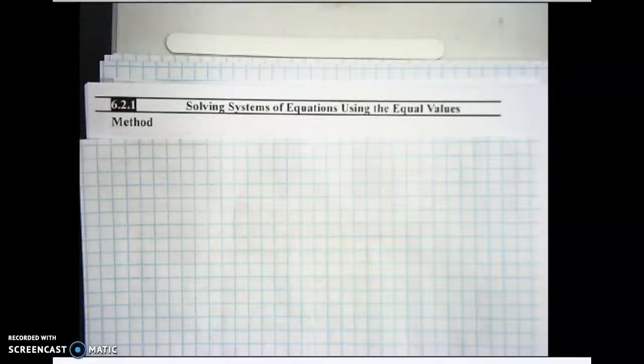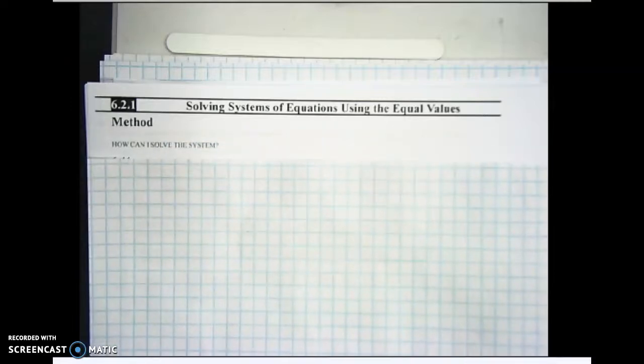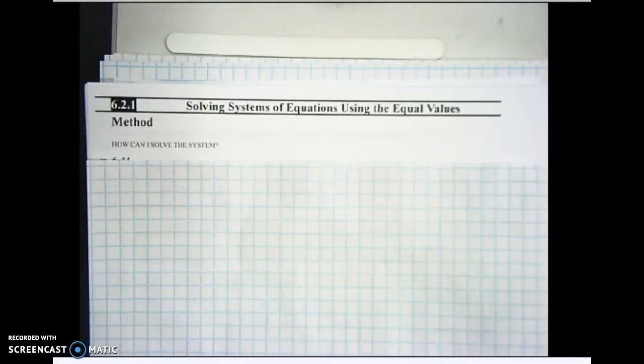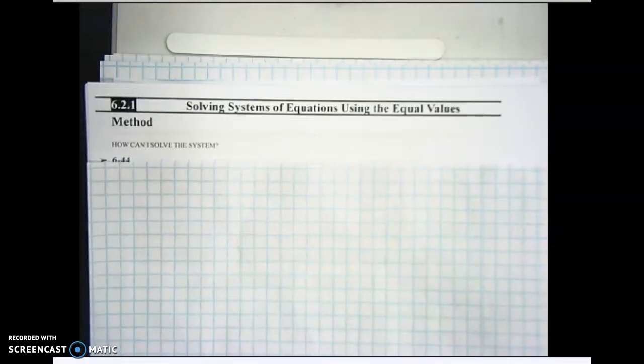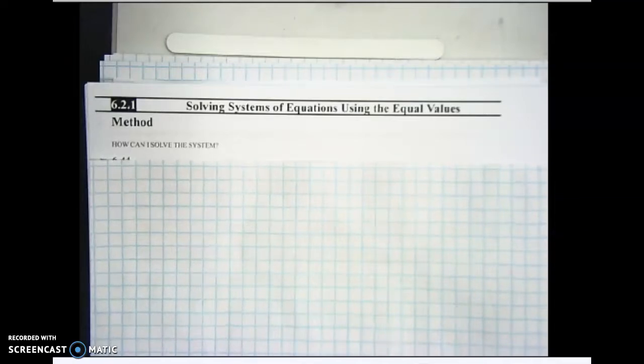We're going to be talking about solving a system of equations using the equal values method. All right? So we're going to answer the question, how can I solve the system? And there's more than one way to solve the system. So today's method is just one method. There are multiple methods. Okay?